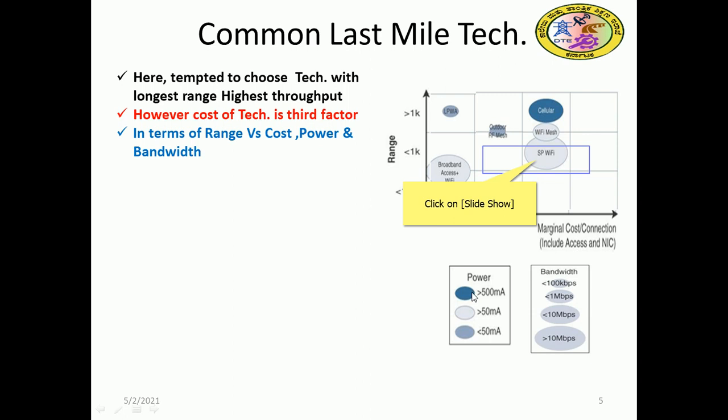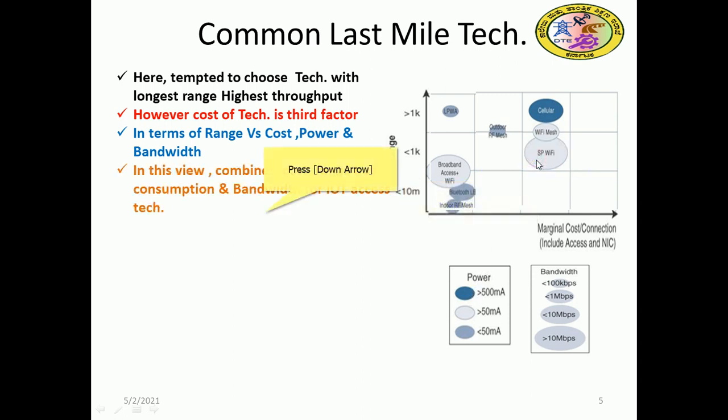So here Wi-Fi and mesh, no? That is below 1 kilometer or around 1 kilometer, not more than 1 kilometer. So that is right, 1 Mbps. So we have a bigger ellipse here, that is Wi-Fi, the bigger one, which is more than 10 Mbps. So more than 10 Mbps and we have near 1 kilometer.